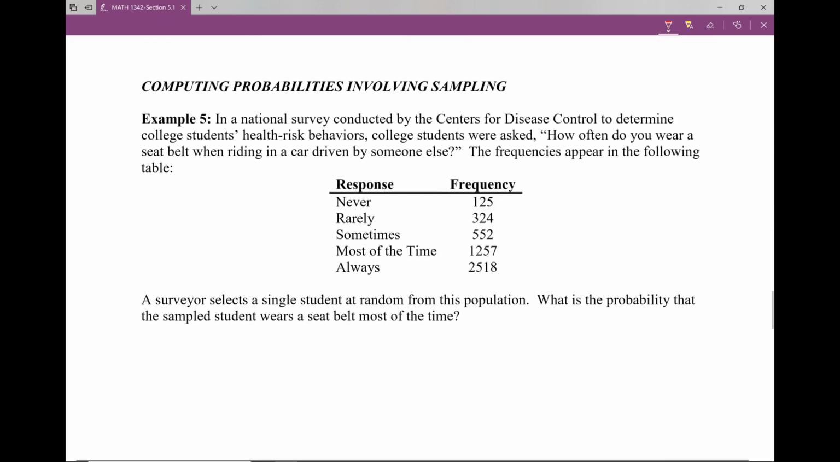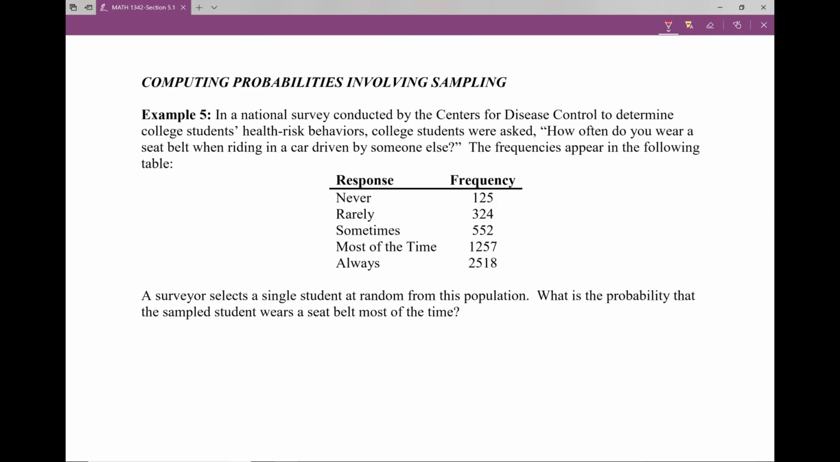Let's look at whenever we have sampling involved where it's not necessarily equally likely anymore. So in a national survey conducted by the Centers for Disease Control to determine college students' health risk behaviors, college students were asked, how often do you wear a seatbelt when riding in a car driven by someone else? So in other words, you're in the passenger seat, you're in the back seat. How often do you wear your seatbelt? The frequencies appear in the following table.